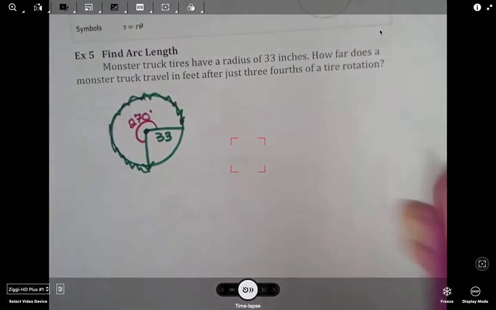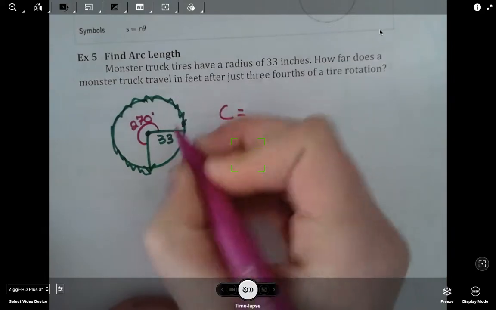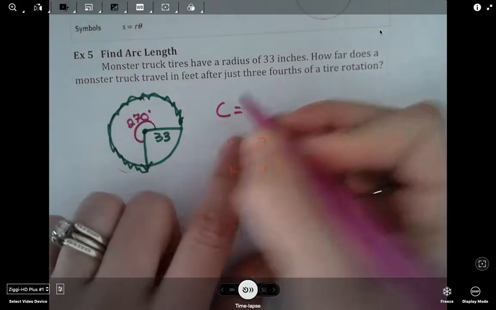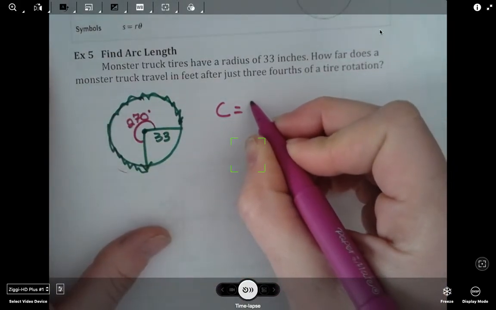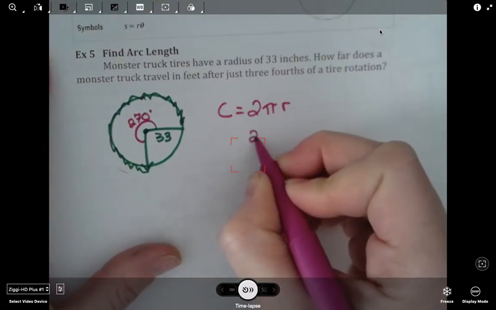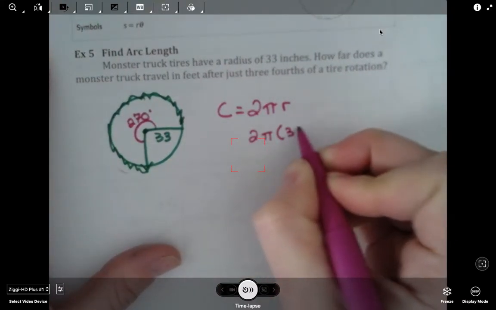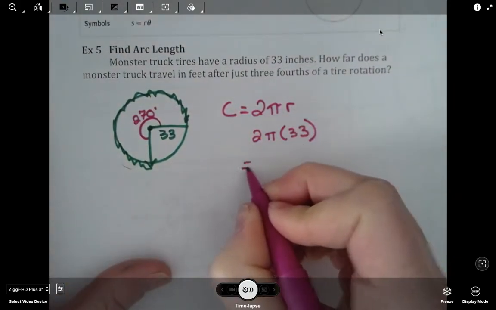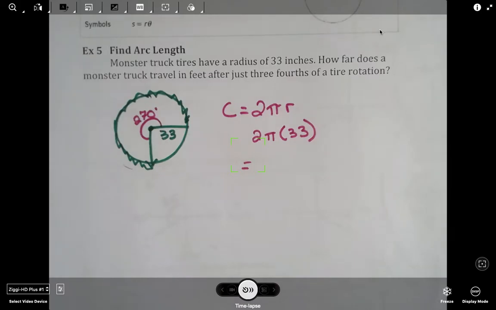Now, if I find the circumference, that would be the distance from here all the way around one full rotation. So let's figure that out quick. If we're doing one full rotation, circumference is 2 times pi times r. And what did we say our radius was? 33, right? 2 times pi times 33. What is that as a decimal? Go ahead and do that as a decimal. Somebody has their calculator. 2 times pi times 33.